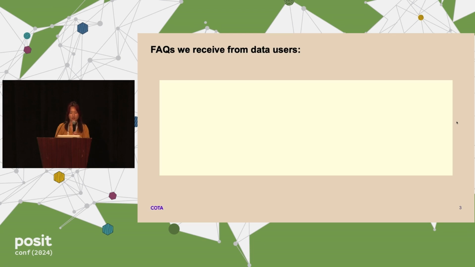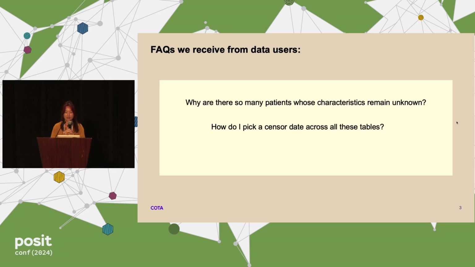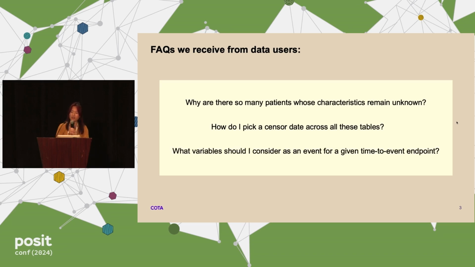Some common questions include, why are there so many patients whose characteristics remain unknown? How do I pick a censor date across all of these tables? What variables should I consider as an event for a given time to event endpoint? The good thing is these are all questions that have already been fielded by our own research team over time.